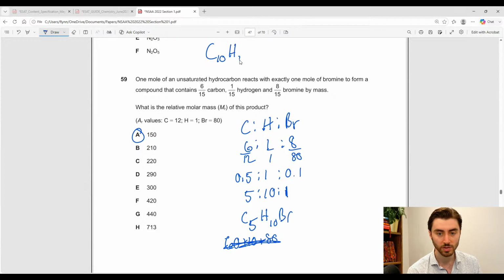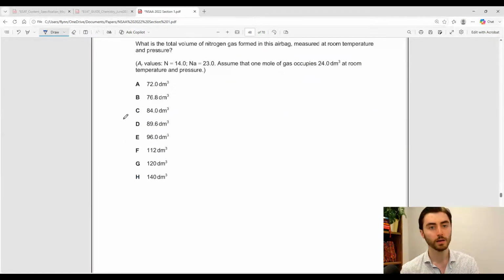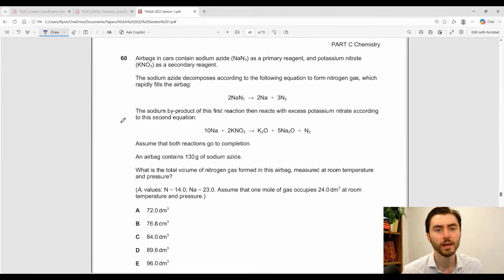Let's double it up. C10H20Br2. That could work. If 2 are substituted out, that can work. So in fact, it's going to be double the 150, and it's going to be 300. Lock it in. Done. All right, 60, final one before I go back.